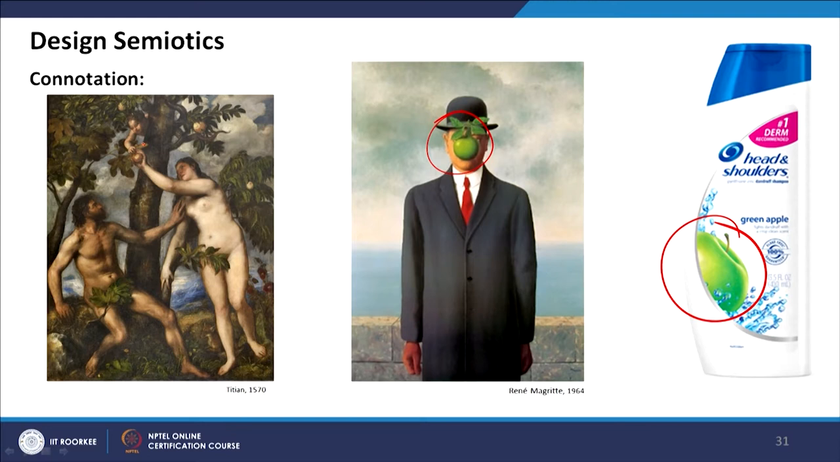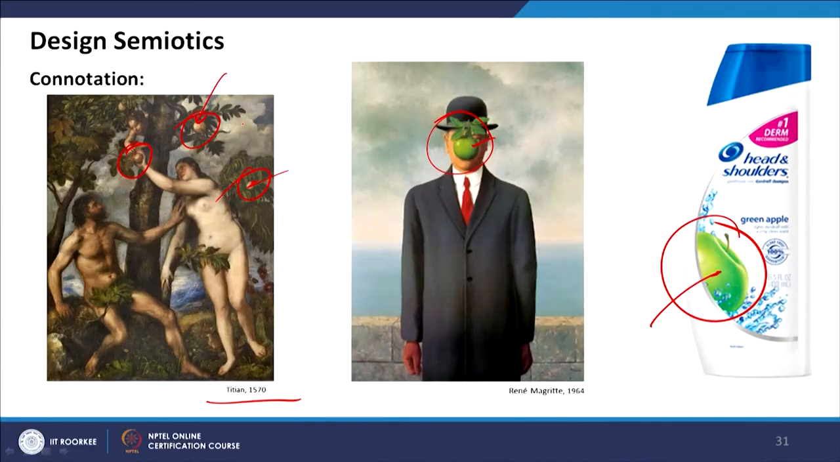Semantically, if you look at these particular images, they all signify apples, which is a fruit. But based on the overall context of this apple, the pragmatics changes. So the connotative meaning of this apple, this total painting or the packaging design, changes. The first is Titian's painting, Adam and Eve, where they're having this apple.